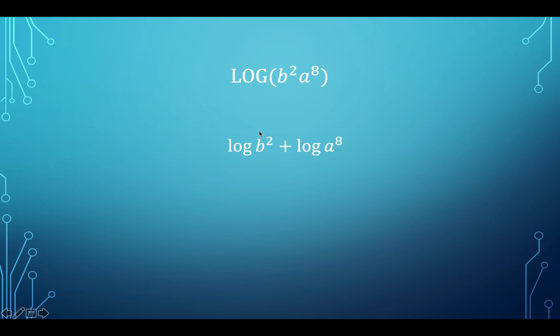Now what are we going to do? We're going to simplify these exponents. So where do we bring the exponents? Down into the front of log. So our final answer is 2 log b plus 8 log a.